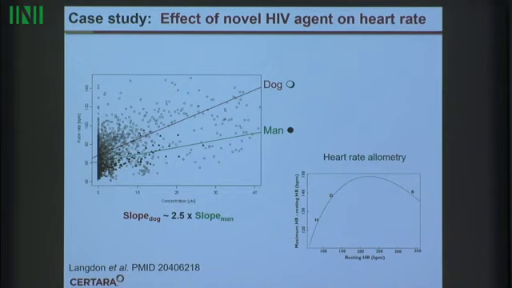And we did some literature survey and found the relationship between the resting heart rate and the maximum heart rate that people have ever observed in a particular species. And you can see there's quite a complex allometric relationship there.